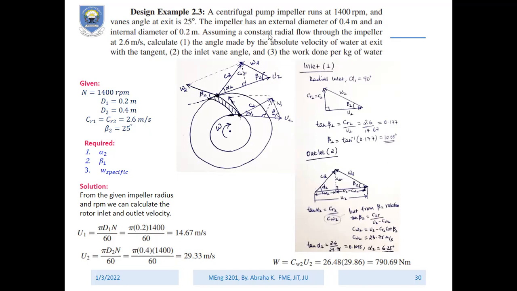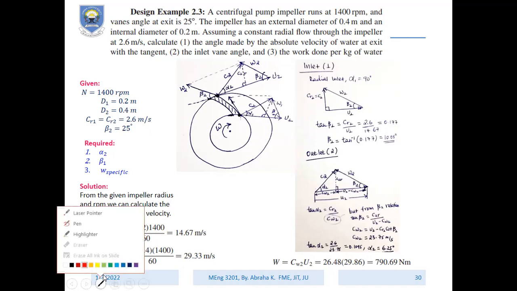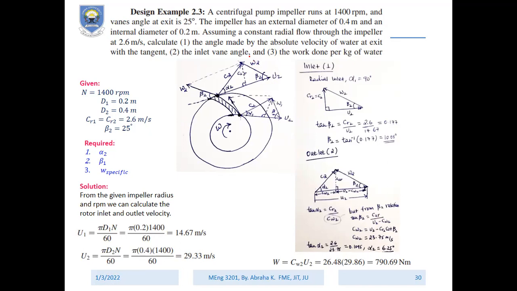A centrifugal pump impeller runs at 1400 RPM, and the vane angle at exit is 25 degrees. This is the blade angle at exit, or beta 2. The impeller has an external diameter of 0.4 meters and an internal diameter of 0.2 meters.